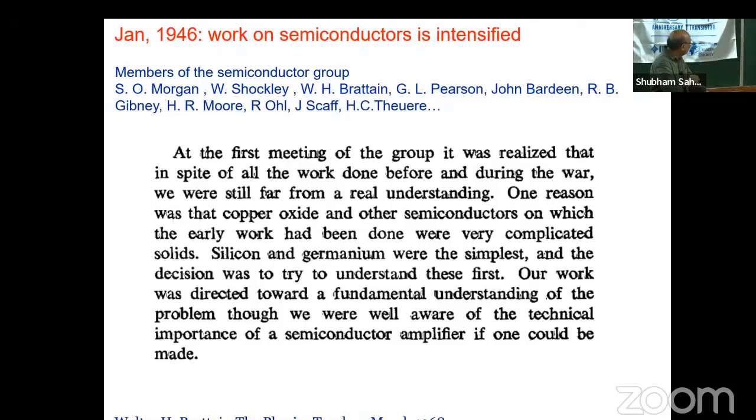One reason was that copper oxide and other semiconductors on which early work had been done were very complicated solids. Silicon and germanium were the simplest, and the decision was to try to understand these first. Our work was directed towards a fundamental understanding of the problem, to understand semiconductors as well as possible, although we were well aware of the technical importance of a semiconductor amplifier if we could make it. So at the back of their mind, if you understood semiconductors very well, the whole thing could lead to a semiconductor or solid state amplifier.